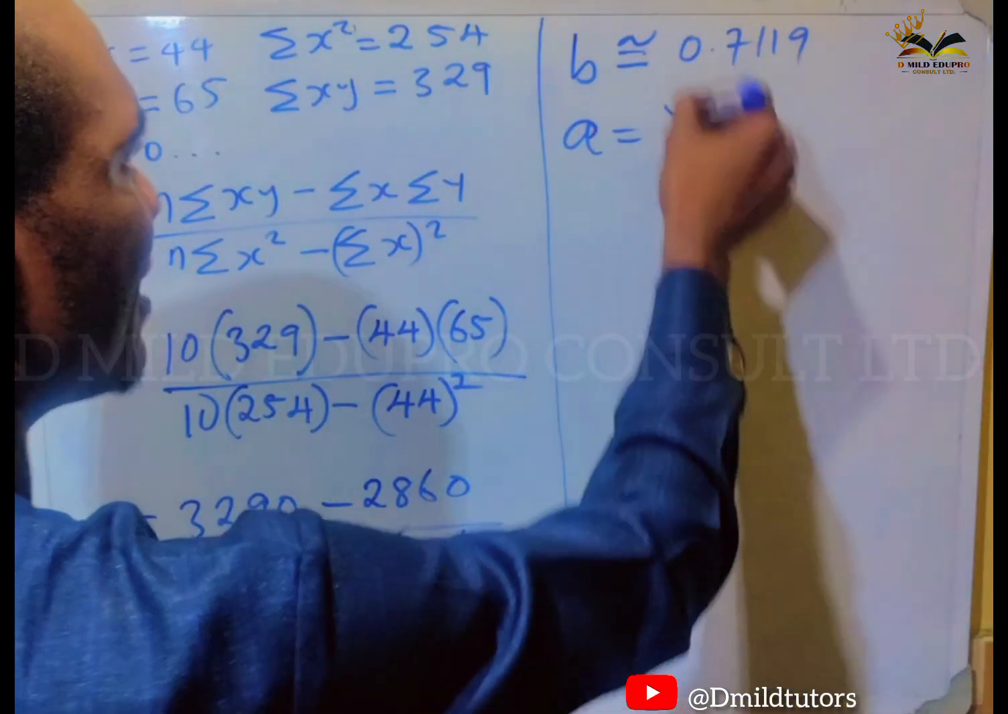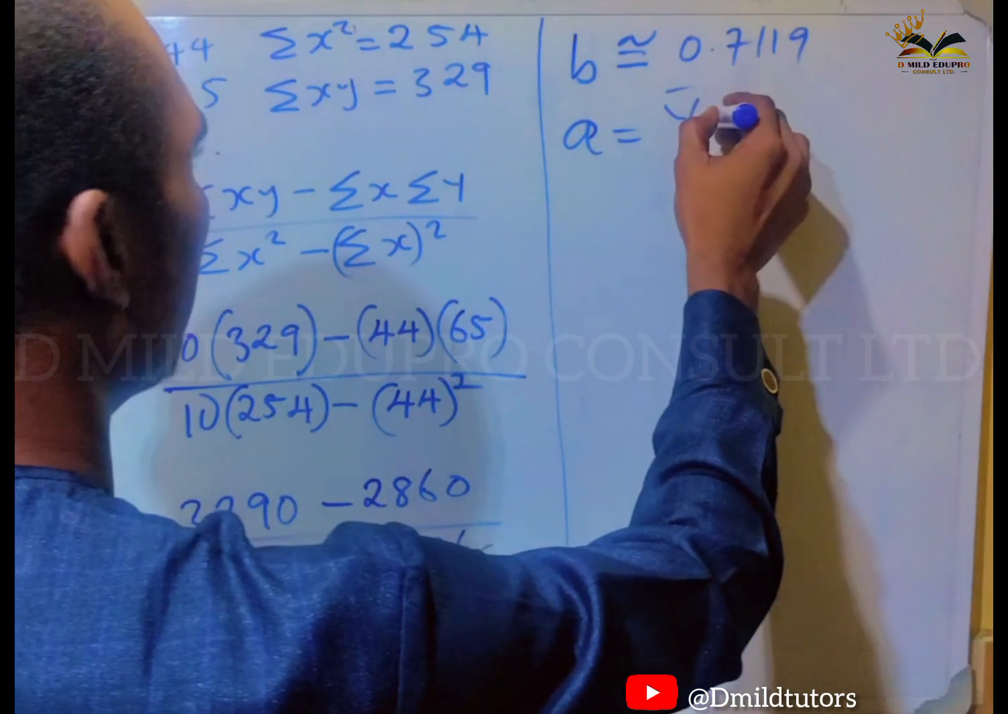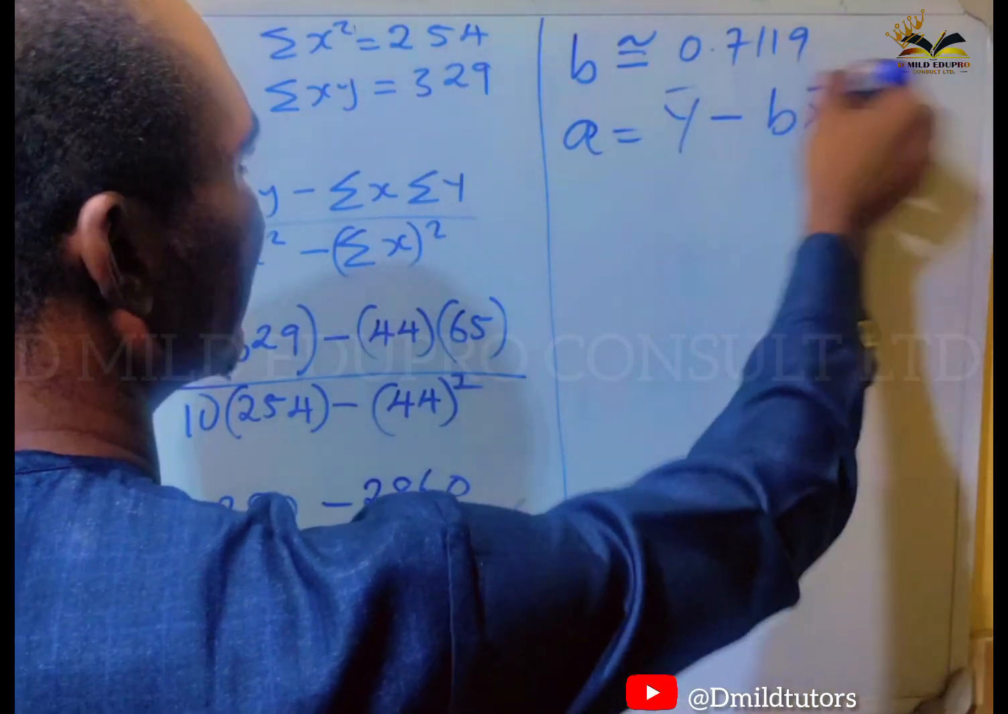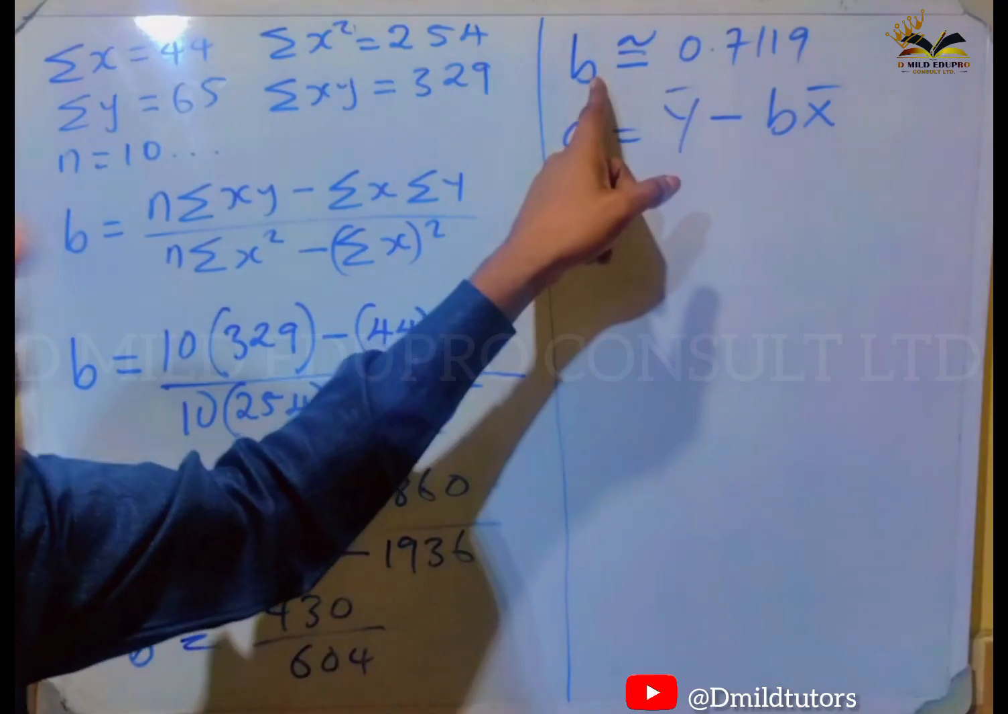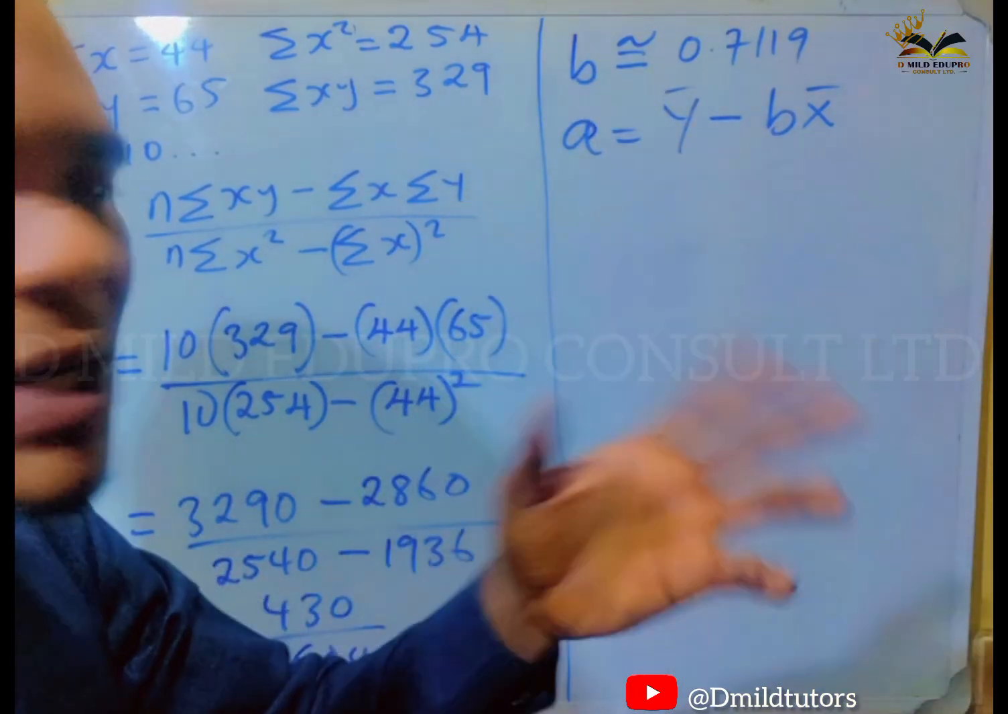Remember, A is y bar minus B x bar. Now, this B is what we have here already, so you don't need to start worrying about where we are getting our B from.